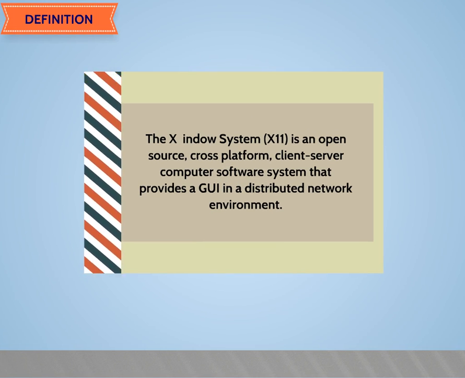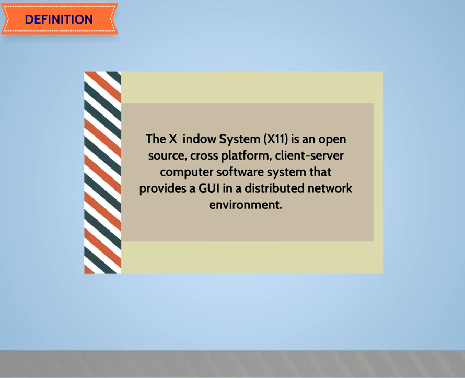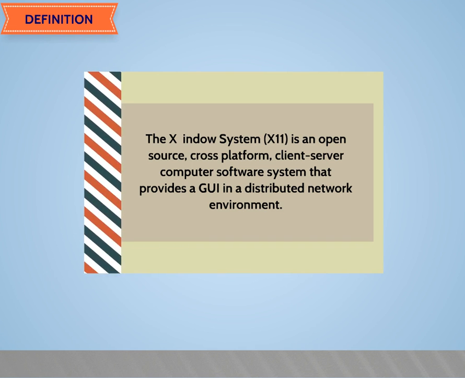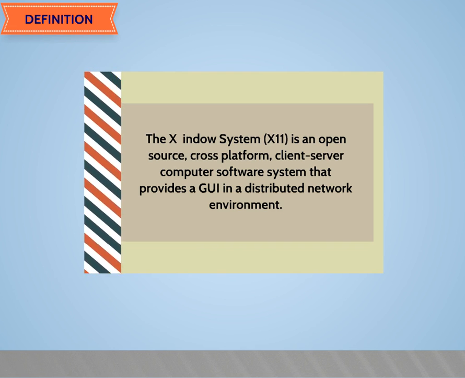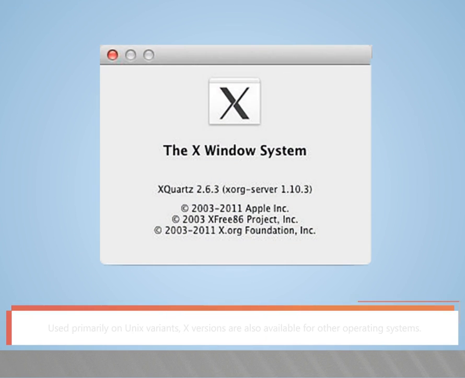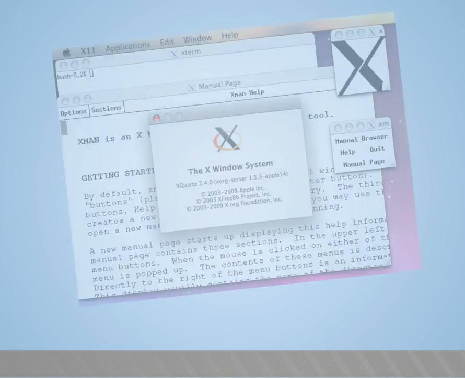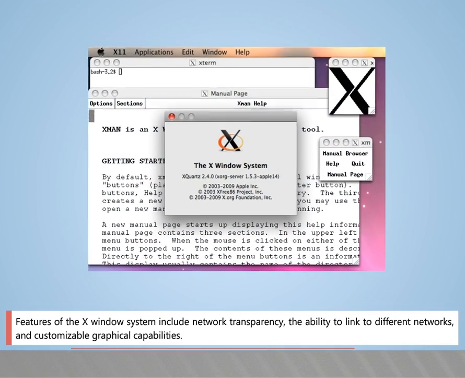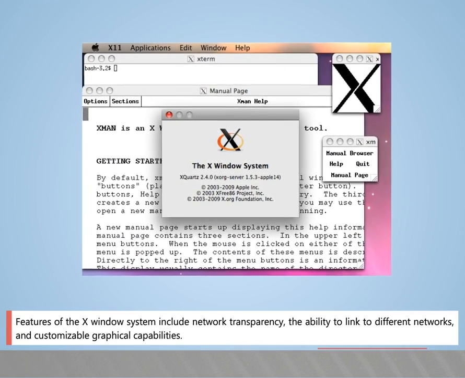The X Windows system, that is X11, is an open source, cross-platform, client-server computer software system that provides a GUI in a distributed network environment. Used primarily on Unix variants, X versions are also available for other operating systems. Features of the X Windows system include network transparency, the ability to link to different networks, and customizable graphical capabilities.